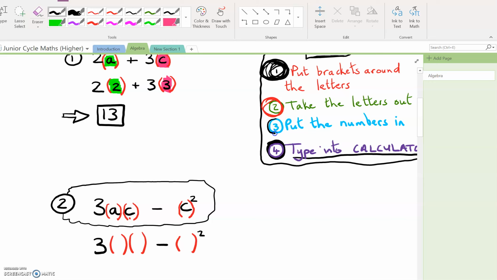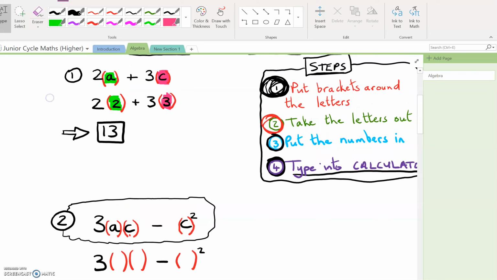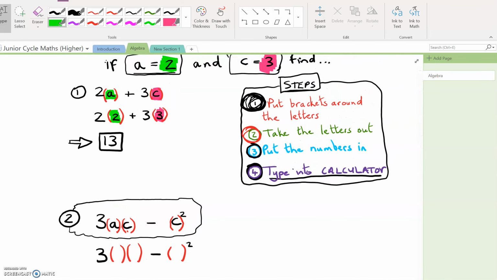What's step 3 now? Put the numbers in. Right, what numbers need to go where? Well, we can see up here that A is 2. A was here, so what are we going to put in there instead of it? Yep, 2. And C was here, so what are we going to put in here instead of C? It's actually over here as well, so we have to put it in there as well. We're going to put in 3.